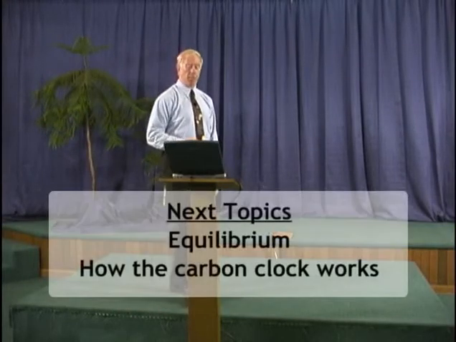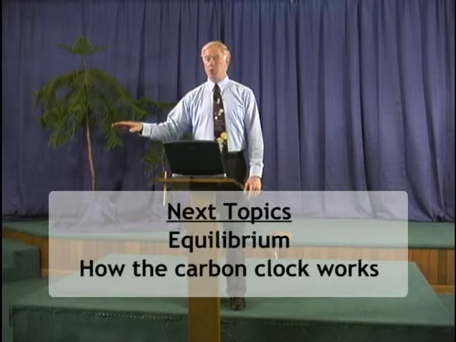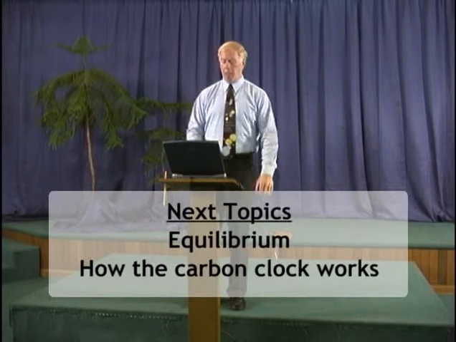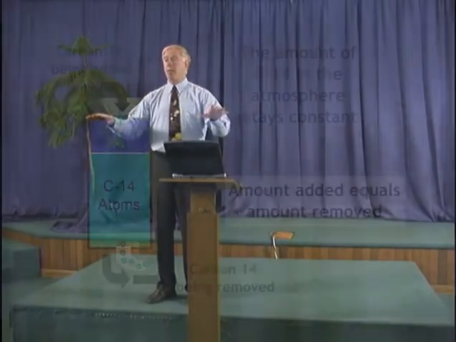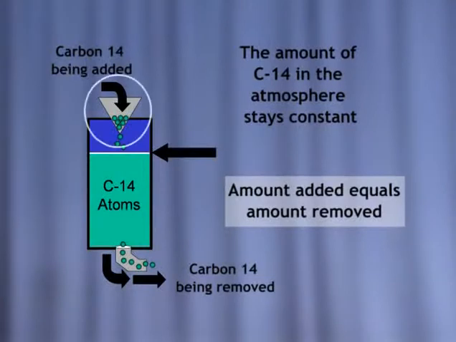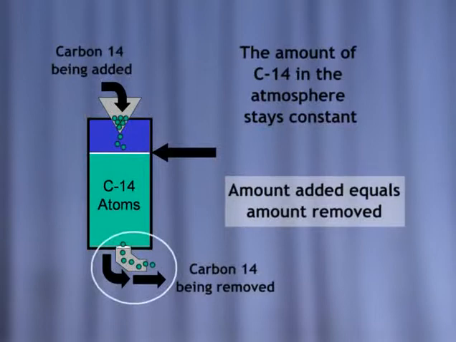Now, our next topics here will be something called equilibrium, which is going to be very important in this process. And then we're going to take a look, how does the carbon clock work? So let's start with something called equilibrium. Again, carbon-14 is constantly being added to the atmosphere, and is constantly being removed through radioactive decay. Now, here's the concept. When we talk about equilibrium, what we're saying is the amount of carbon-14 in the atmosphere is stable. In other words, the amount being added is equal to the amount that is being removed over a period of time. That is critical to this whole process.